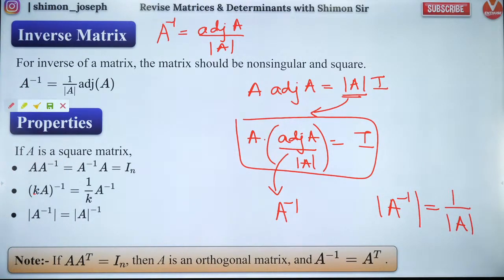So Tornado, for a 2 cross 2 matrix, it's very easy to find the adjoint. But for 3 cross 3, it will take time. You have to do it.